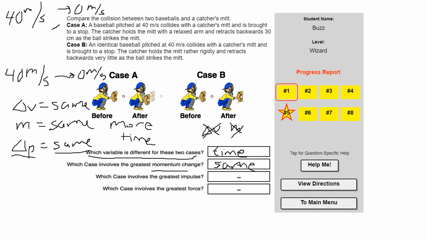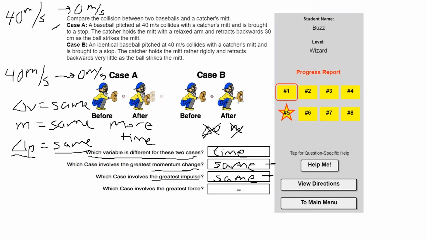Nice. Which case involves the greatest impulse? Impulse and momentum change are the same thing. It means whatever you have here is always going to be the same as you here. They cannot be different. Impulse and change in momentum are the same thing. So which case involves the greatest force?